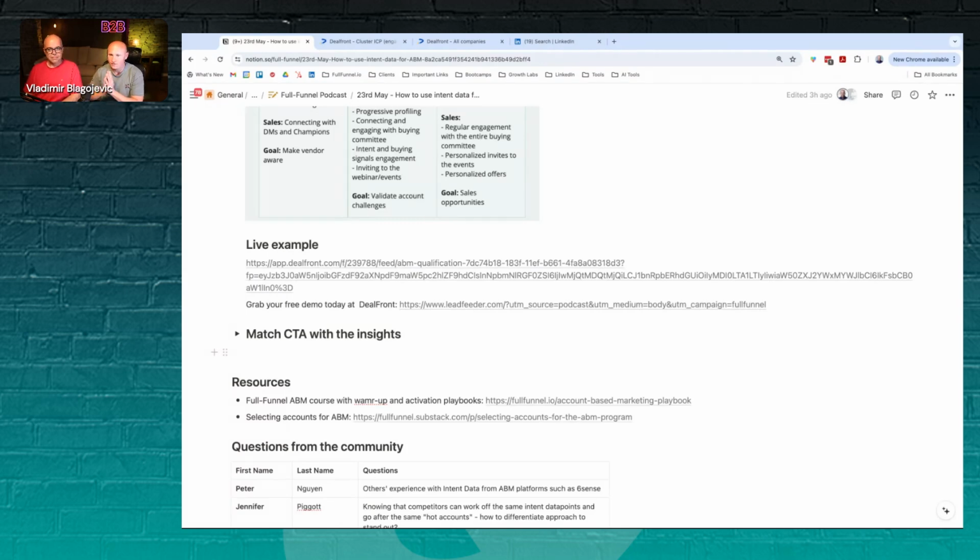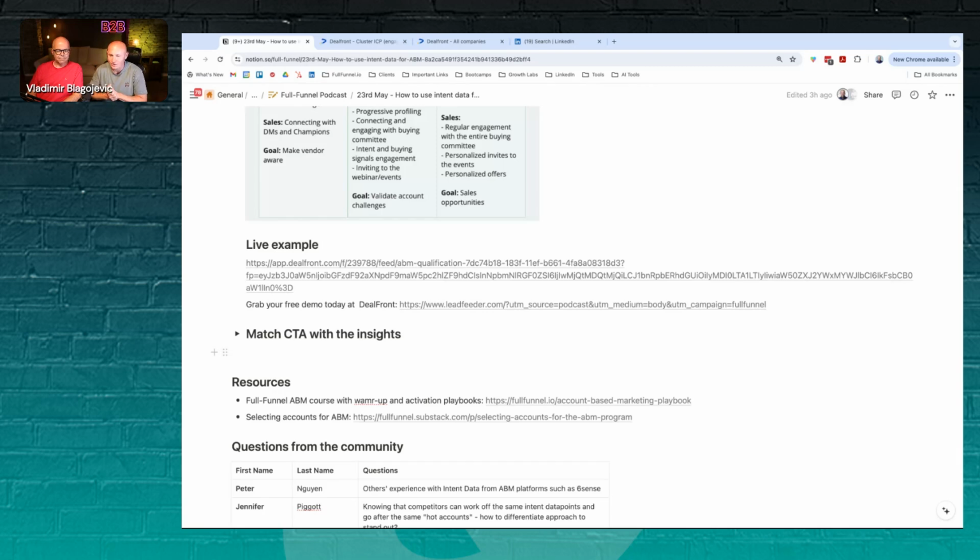I think one of the most missing points, and what makes B2B teams frustrated with intent data, is not having clear processes. You can buy the most expensive stack. You can buy the best technology in place, but if you don't know how to use these insights, no technology will create sales opportunities for you.